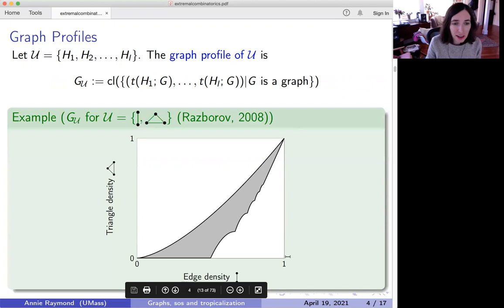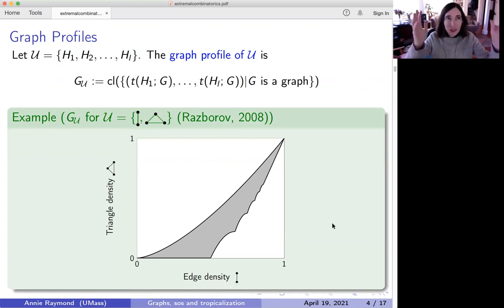So on the x-axis, I have my edge density. Here I have my triangle density. And so I'm taking the closure of all the vectors recording edge density and triangle density within some graph. And here I'm using density really as homomorphism density. Otherwise, if I was looking at the other two types of densities, I would have to say for graph G where the number of vertices goes to infinity. But for homomorphism density, that's very nice. I can just do it for any graph. And so this is a really cool picture.